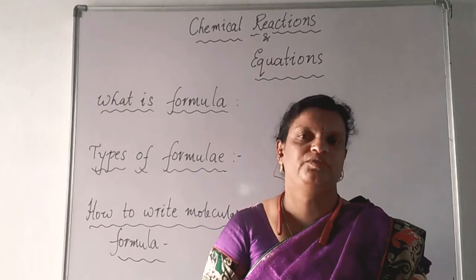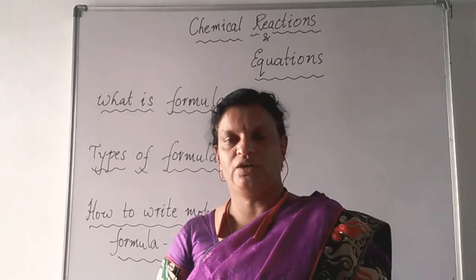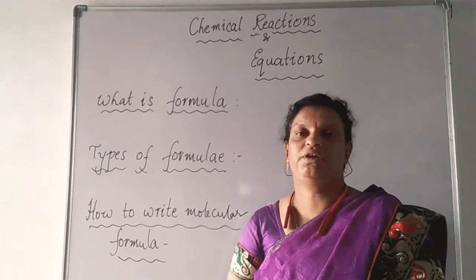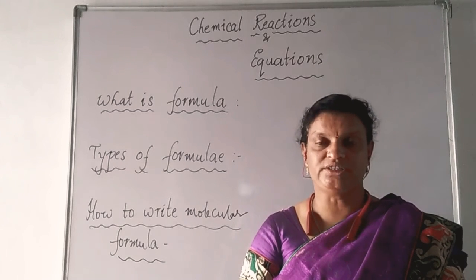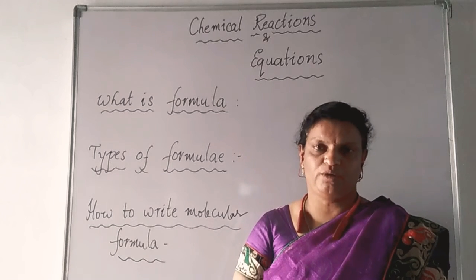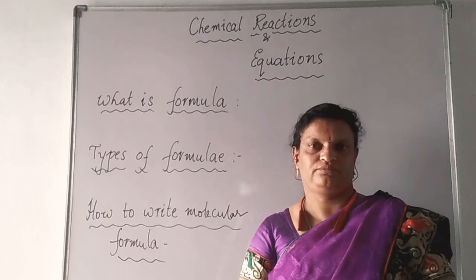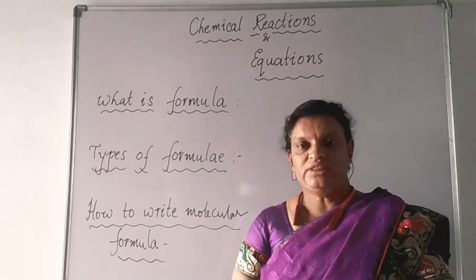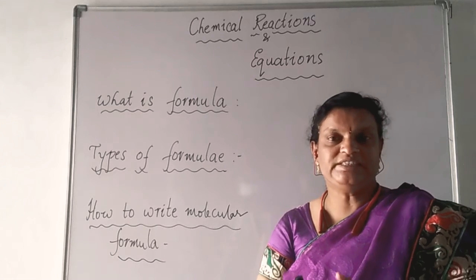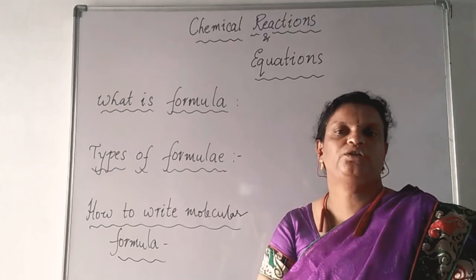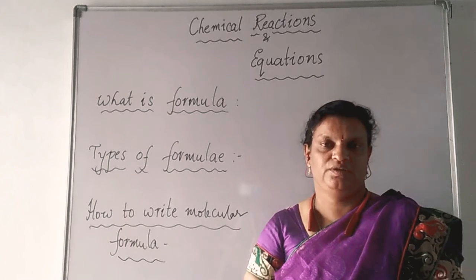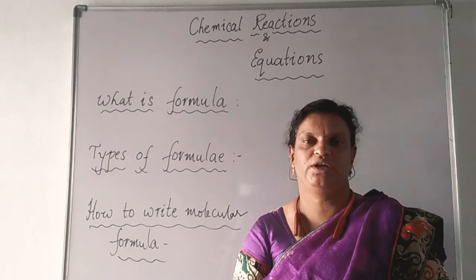What is the importance of the formula? As you know already, in our periodic table we are given many elements, 118 elements, their symbols, their atomic number, their name and all the remaining properties also are mentioned there. Whatever symbols are there for the elements, when these elements combine, they form compounds. How do we have to represent these compounds? We represent them with the help of formula.